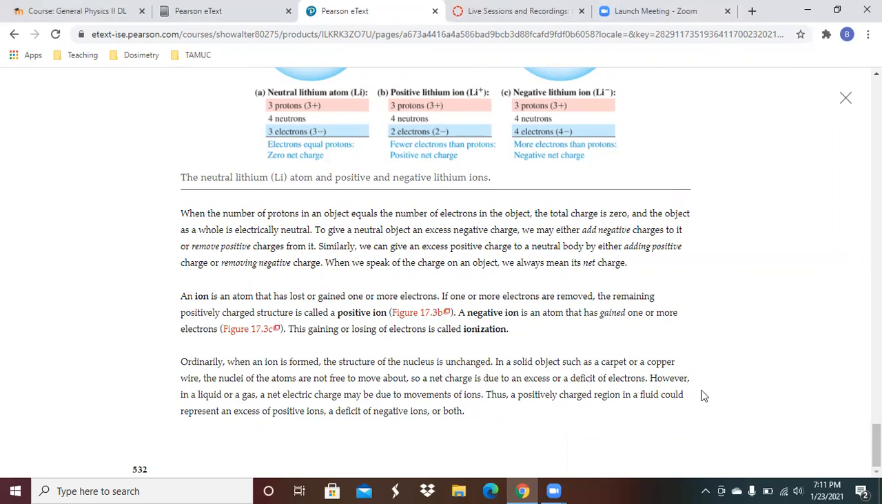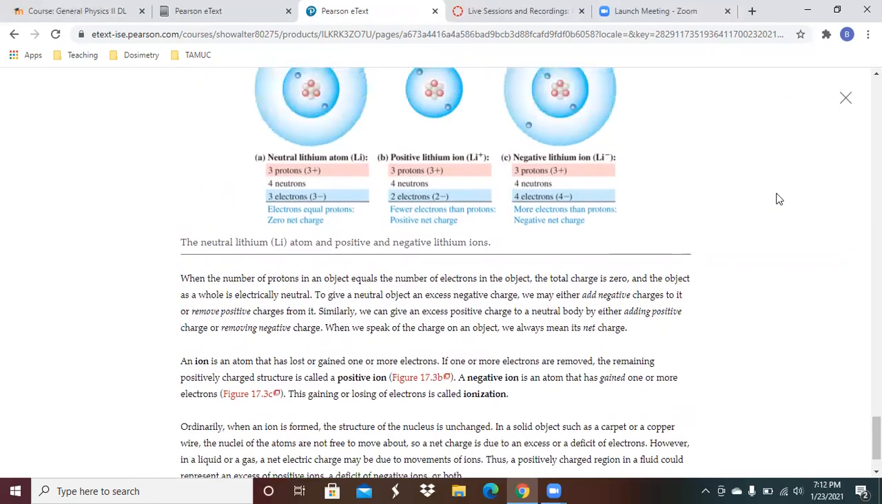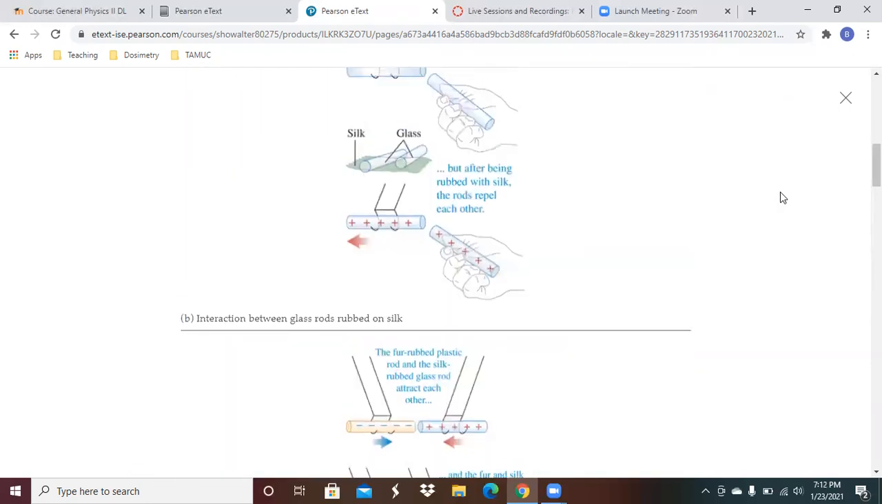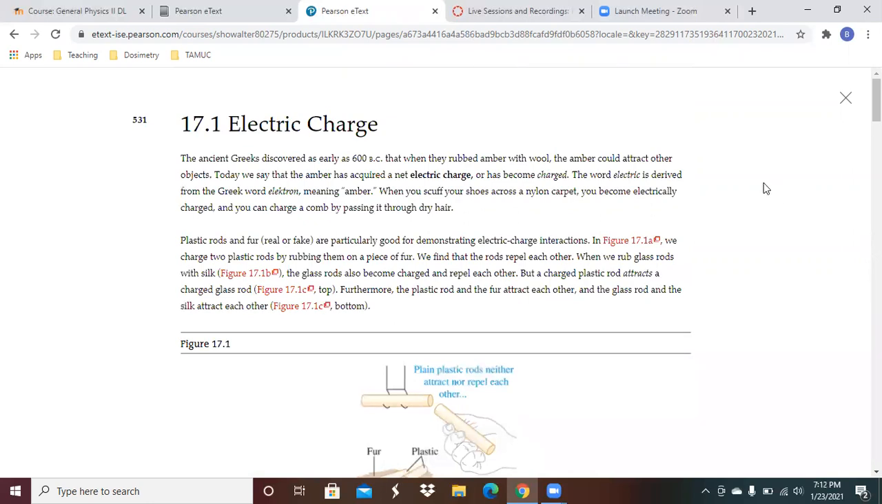In a solid object, such as a carpet or a copper wire, the nuclei of the atoms are not free to move about. The net charge is due to an excess or a deficit of electrons. In a liquid or gas, electric charge may be due to the movement of ions. Thus, a positively charged region in a fluid could represent an excess of positive ions or a deficit of negative ions, or both. So that's a description of section 17.1.